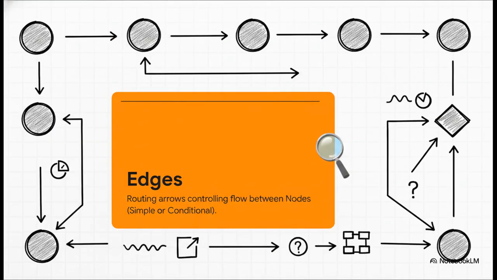The final block here is the edges. If nodes are the destinations, edges are the roads connecting them. Now, a simple edge is just a fixed path. Node 1 always goes straight to node 2. But the real magic happens with conditional edges. These act as dynamic decision makers. They evaluate the current state and mathematically decide, hey, do we route to node 2, skip ahead to node 3, or loop all the way back to the beginning and try again?